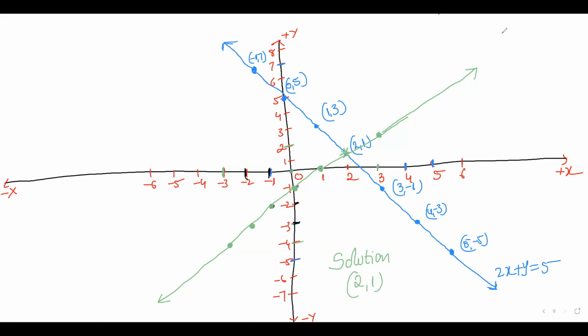How to write the scale? On x-axis, 1 centimeter is taken as 1 unit. Hyphenated word, x-axis is a hyphenated word. 1 centimeter is equal to 1 unit. Y-axis, 1 centimeter, again 1 unit. Okay, so this is all about scale, and this is the solution set, and both lines are intersecting at 2 comma 1.